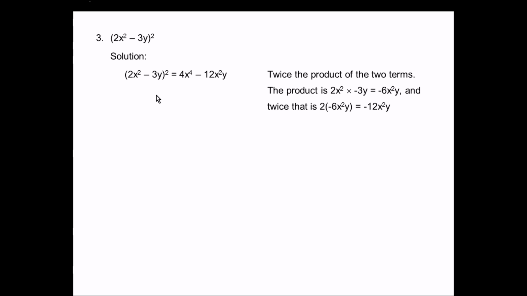Number 3, we've got 2x squared minus 3y being squared. So again, we're squaring a binomial. Okay, we're going to square the first term. Don't forget to square the coefficient of 2, so I'm going to have 4x to the fourth. Okay, I want twice the product. We're going to keep the sign minus. Okay, 2x squared times 3y is 6x squared y. Double the 6, so I'm going to get minus 12x squared y. Remember, the sign of the middle term has the sign of what's in the middle in the problem. And then square the last term. Okay, 3 squared is 9, so I'm going to have plus 9y squared on the end.